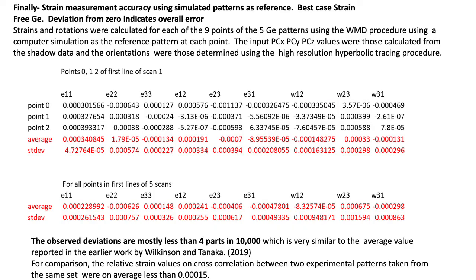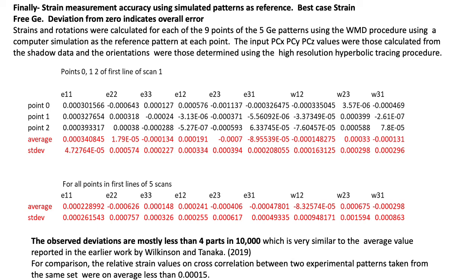We turn now to absolute strain measurement, and in this case the reference pattern is a computed simulation taken in the zero strain condition. In our case, the pattern center for the simulation is that obtained from the shadow casting technique, and the orientation obtained using the method I've just described above.